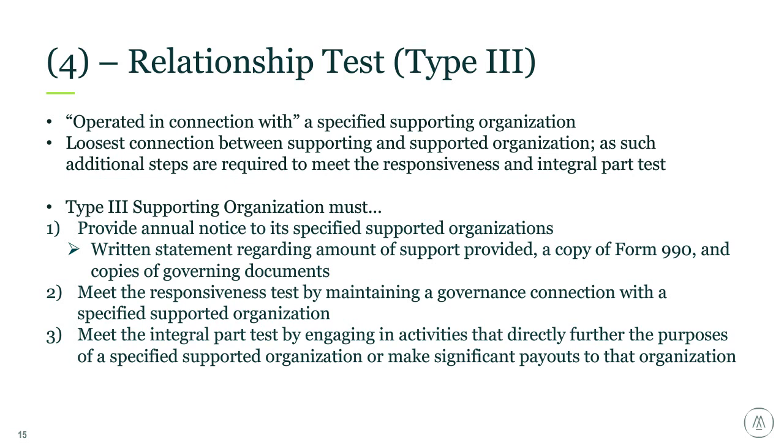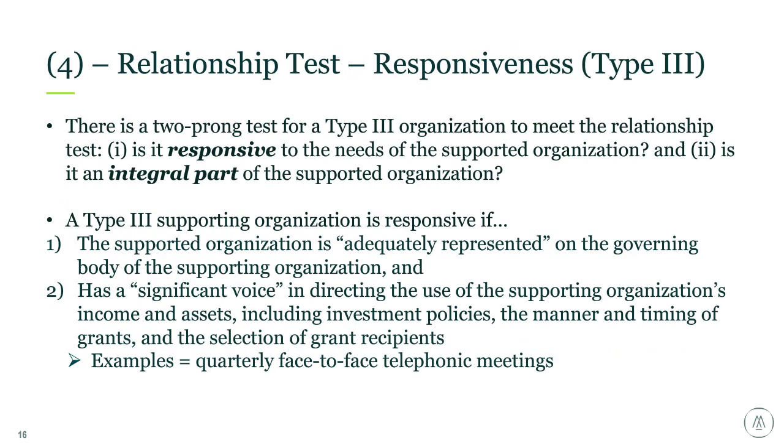Now, moving along and discussing the first prong of the relationship test for Type 3 supporting organizations, the Responsiveness Test. All Type 3 organizations must meet the Responsiveness Test, and this is to ensure that the supporting organization will be responsive to the needs or demands of the charity it supports. Now, to satisfy the Responsiveness Test, there are 2 steps. First and foremost, the supported organization must be adequately represented on the governing body of the supporting organization. Now, what might you ask does adequately represented entail?